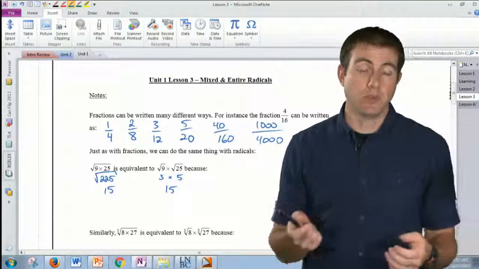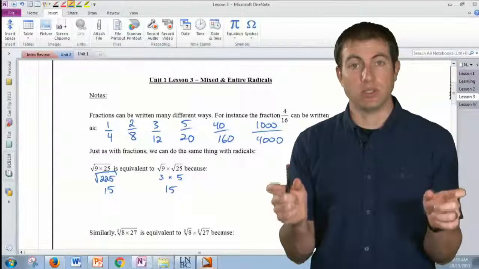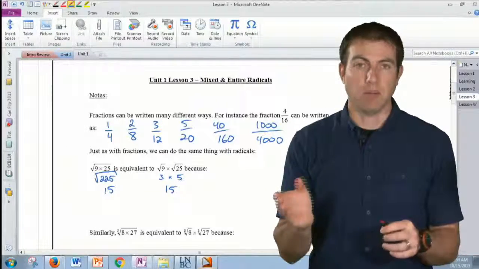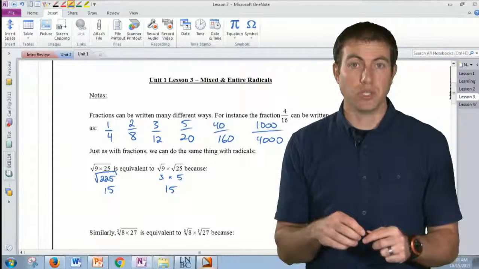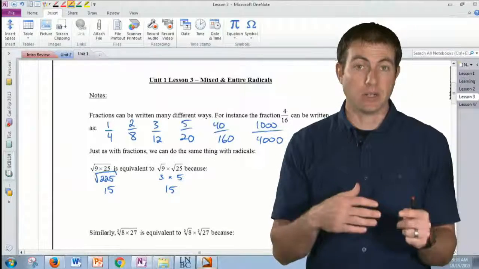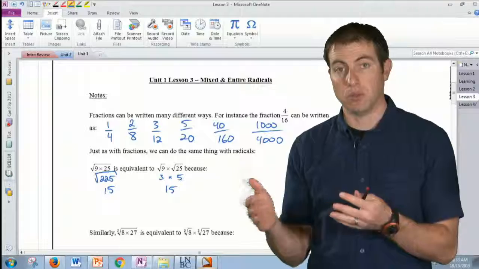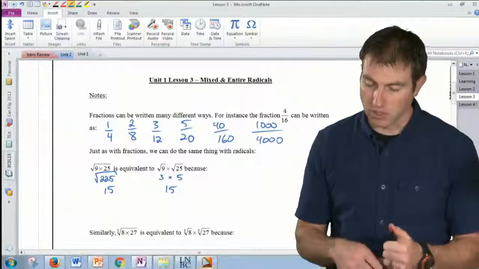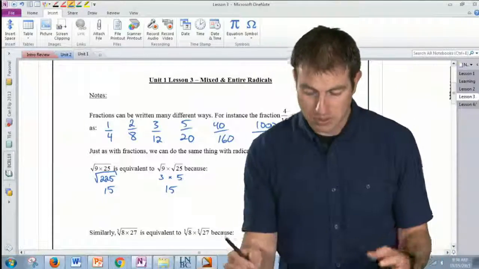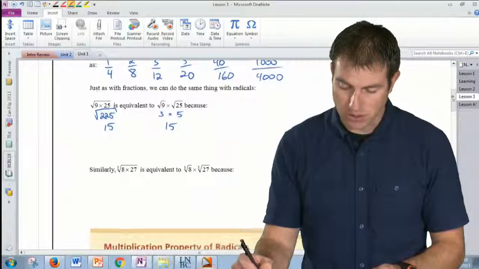And sometimes it's going to be really handy to be able to break it down into two smaller radicals, because multiplication doesn't matter what order you do it in, so you can either do it under the radical sign or you can simplify and then do the multiplication. So it kind of gives us a little bit of flexibility in answering some of these questions.